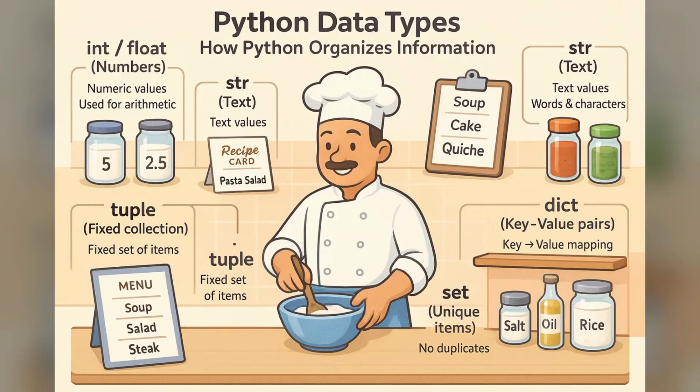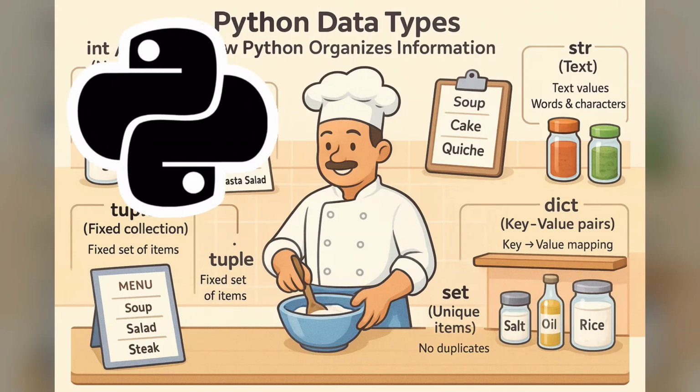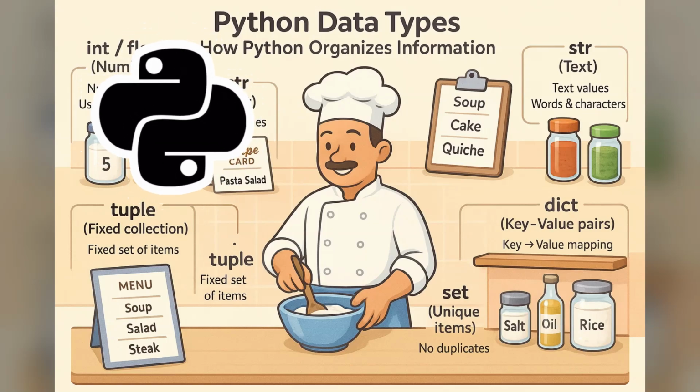Think of it like a chef managing a kitchen, placing sugar in one container, a recipe name on a card, and a list of dishes on a clipboard. Each container is designed for a specific ingredient, just as each data type fits a specific kind of value. In short, data types help Python understand how to store and work with information.